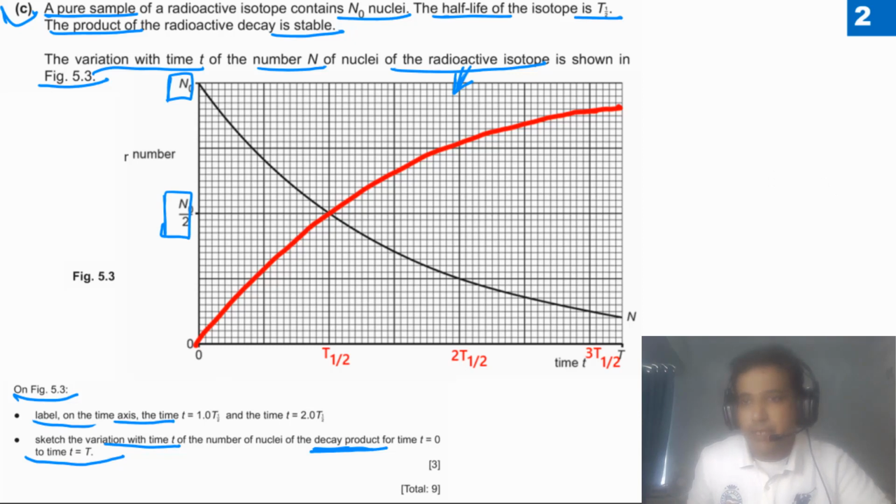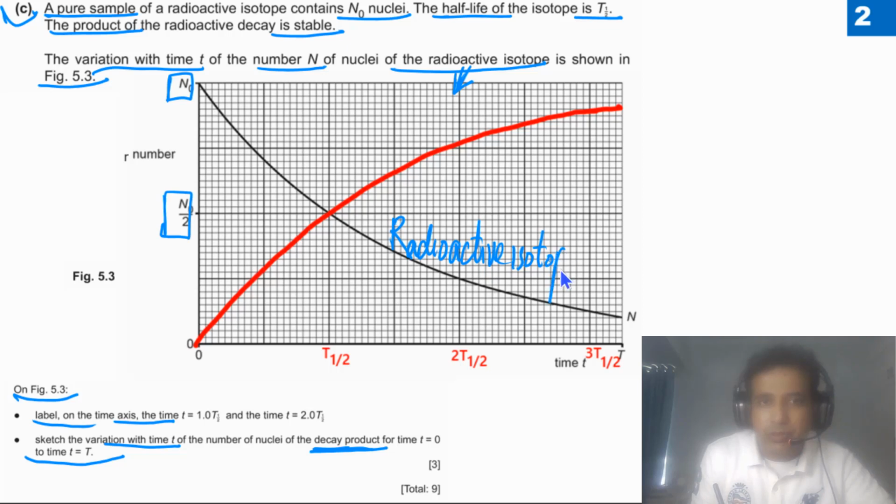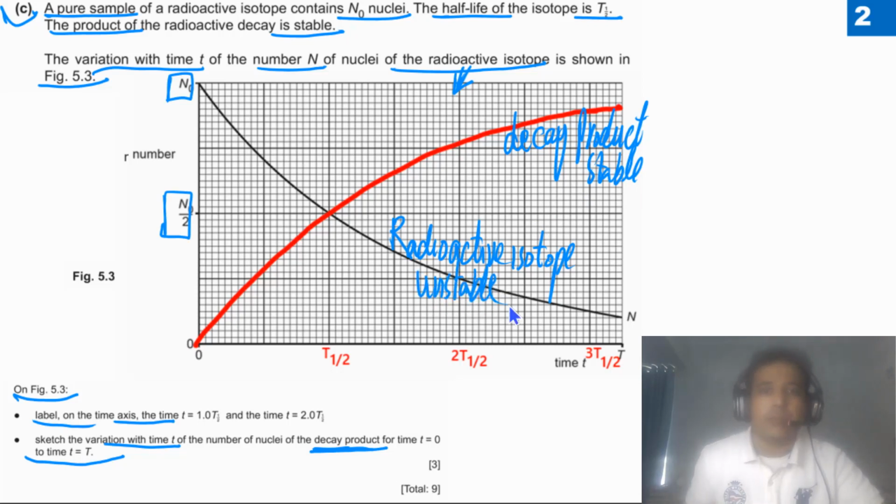So let me highlight one point. This is for radioactive isotope. Just label this one. And this is for decay product. Decay product is stable. This one is stable, but this one is unstable. So this is all what you need to do for this question.